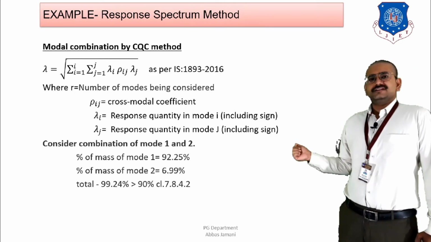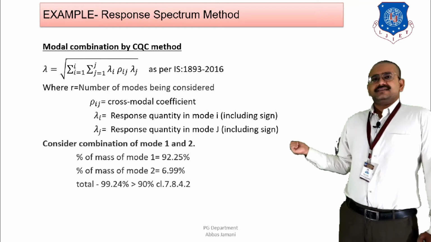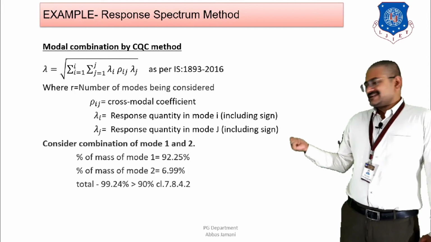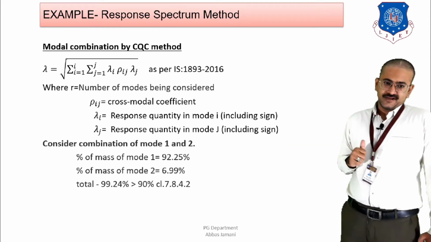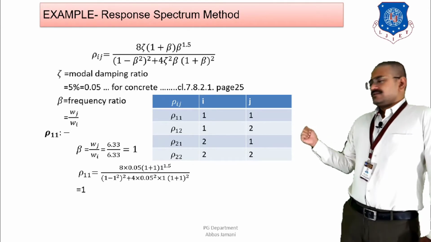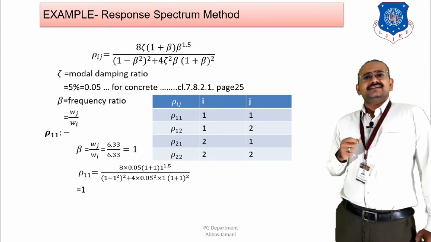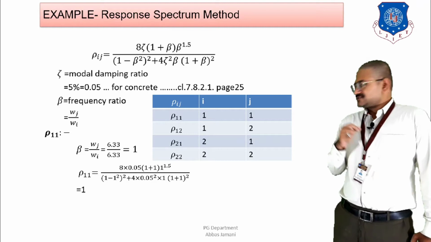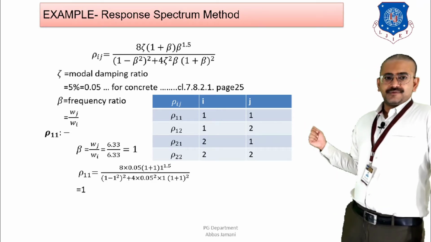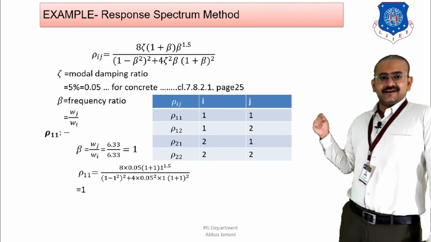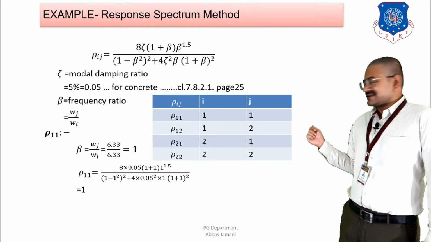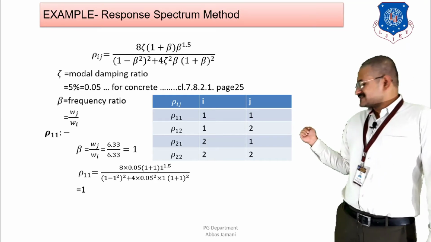So either of these two is possible, but in this particular example, the modal combination is done for mode 1 and mode 2, and I am sharing the calculation accordingly over here. Now the formula is there where rho ij is indicated as the cross modal coefficient. For the cross modal coefficient, the formula is given as 8 into eta into (1 plus beta) into beta raised to 1.5, divided by (1 minus beta square) the whole square plus 4 eta square into beta into (1 plus beta) the whole square.